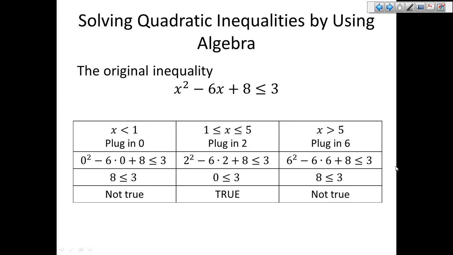Okay, so if I plug in 0, I get a false statement. 8 is not less than or equal to 3. So that's not true. If I plug in 2, I get a true statement. 0 is less than or equal to 3. That is true. When I plug in 6, that's not true. So I get a false statement there, so that tells me that only this middle region works, which we already knew because we solved it with a graph.